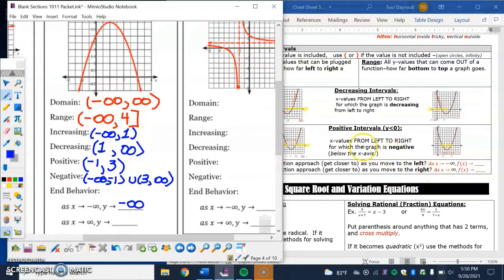Okay, and then this one says as x, this arrow means approaches positive infinity. That's just a way of saying as you move to the right, what is the graph getting closer to?